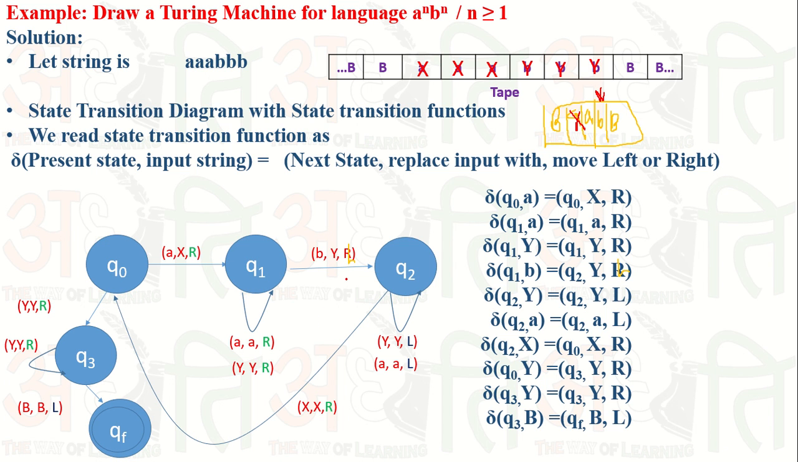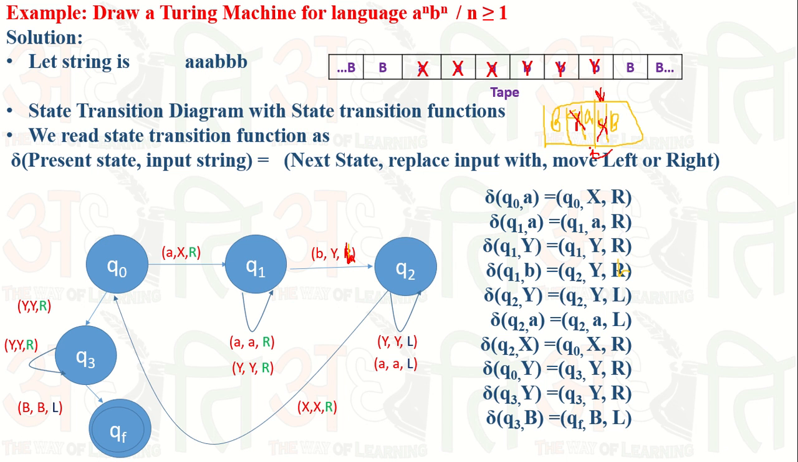Now when we are facing B, we replace B with a capital Y and move left. It is a left move, I made a mistake previously. So we go to the left. After moving left, if there is a Y, we replace Y with Y and move left. If there is an A, we replace A with A and move left.